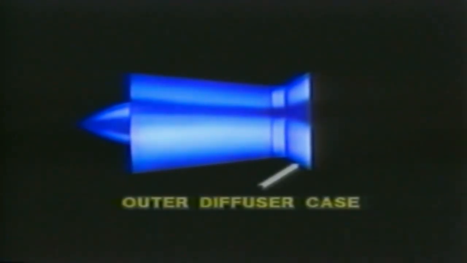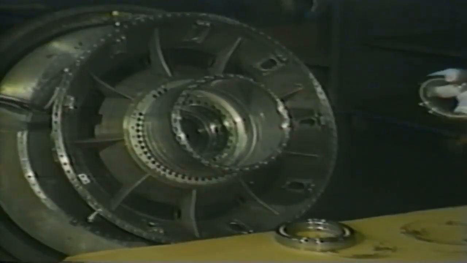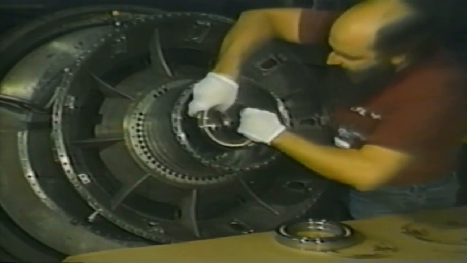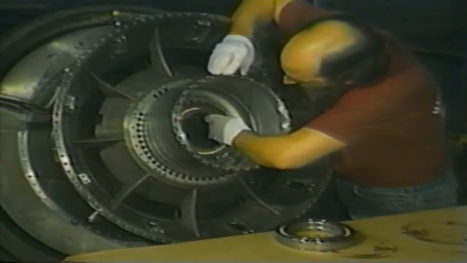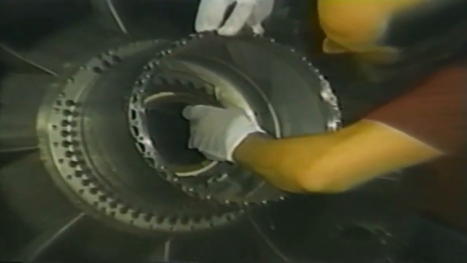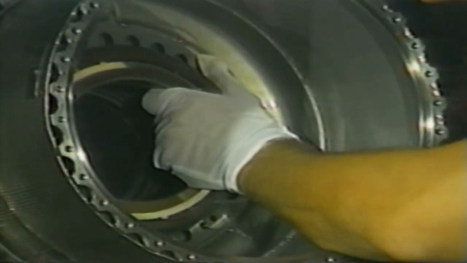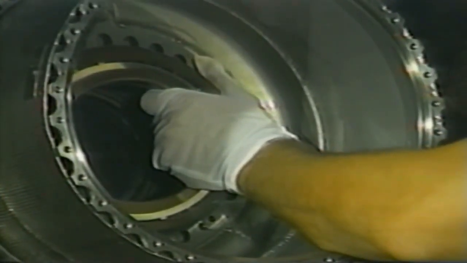Structurally, the diffuser must be good and tough. The outer case forms a continuation of the complete engine case. The inner case houses the bearing that supports the rear of the compressor rotor. The diffuser struts, in addition to being structural members, straighten the airflow on its way to the burner section.